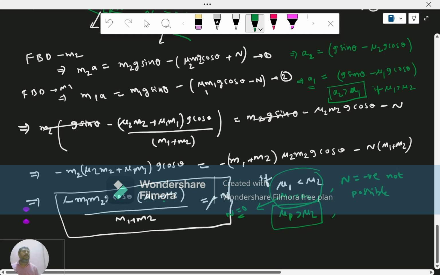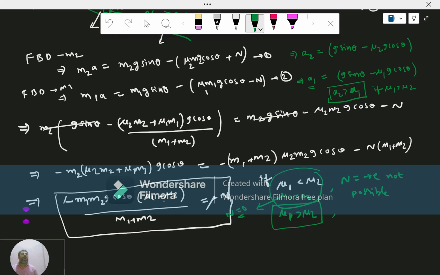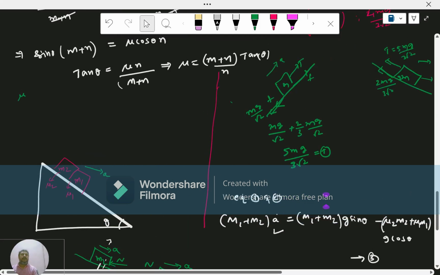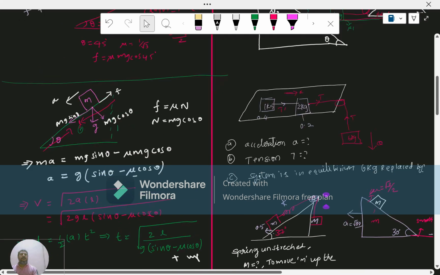If mu1 is less than mu2, A1 will become more than A2. That means the acceleration of the lower block is more, so the lower block will move separately. Then the normal force will become negative, not positive. I hope you understand this example. The last one I will explain, because it is taking too much time. You can try all the problems, otherwise in another video I will try this model.